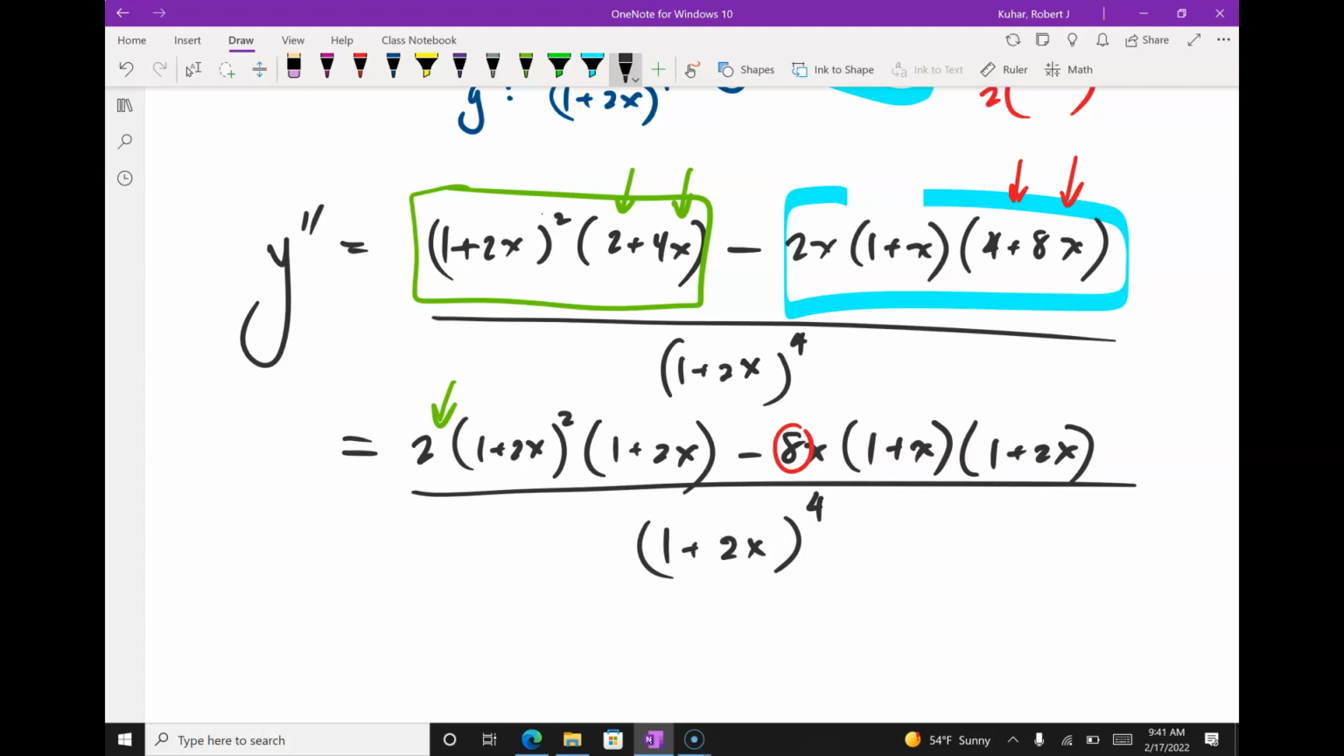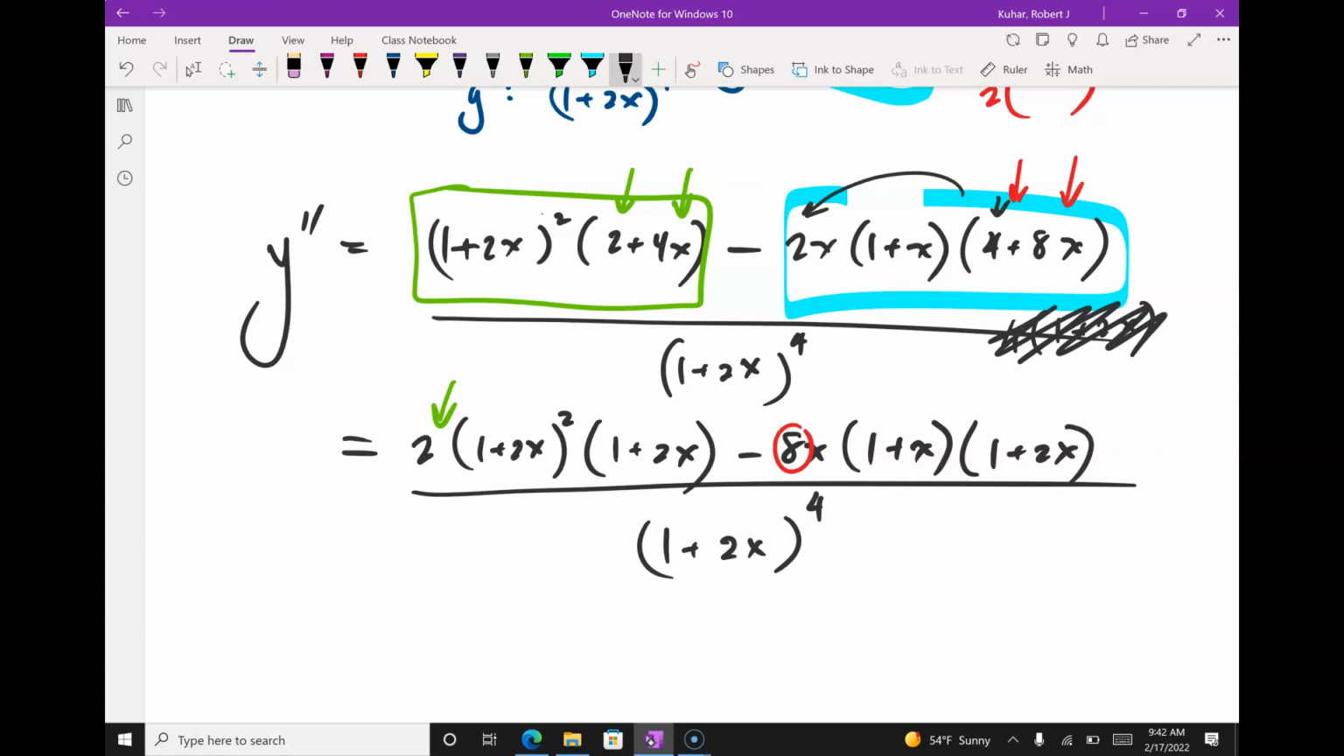I didn't. I took out a 4. You agree that 4 times 1 plus 2x is 4 plus 8x, right? And then I multiplied it to the 2. So I took out that factor of 4 and multiplied it to the 2.